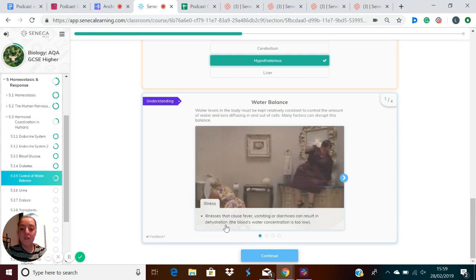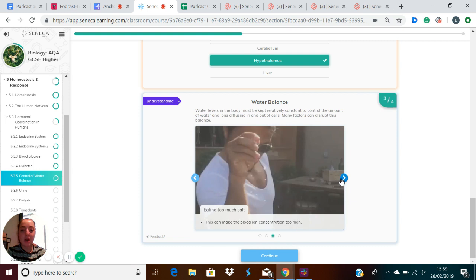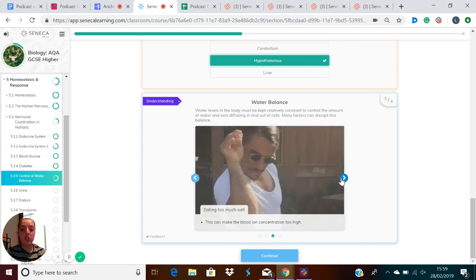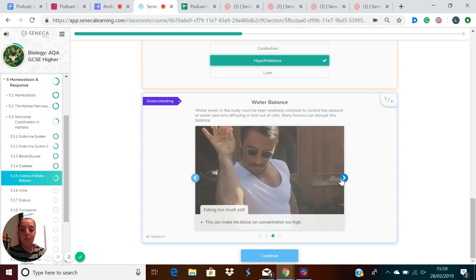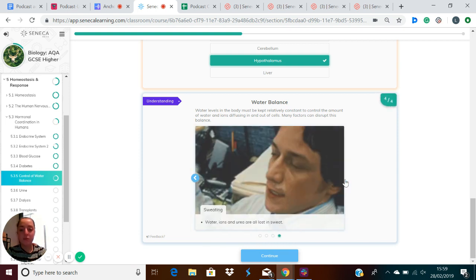If we are ill, this causes fever, vomiting or diarrhea, and that makes us dehydrated. When we exhale, water in the lungs leaves the body in the person's breath. If we eat too much salt, this makes the blood ion concentration too high. And if we sweat, water, ions, and urea are all lost.